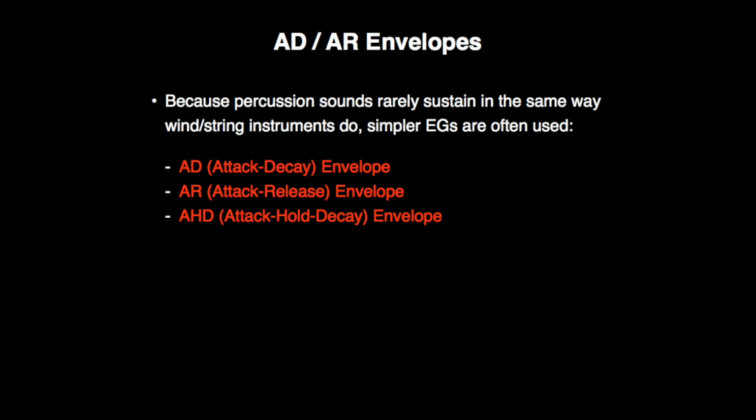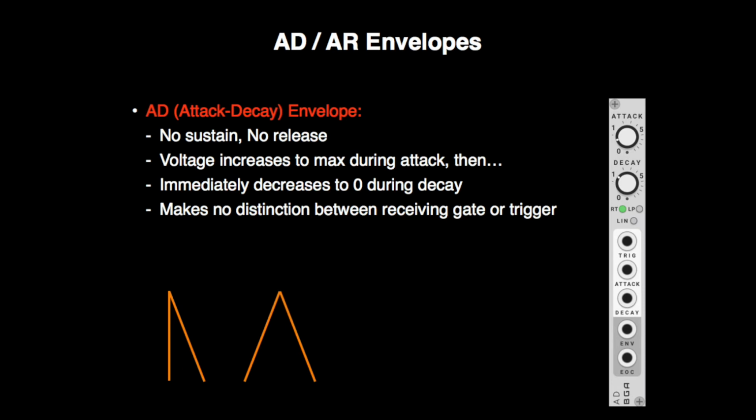Let's start with the first one. So an AD, attack decay envelope, is what you might imagine. It's like an ADSR envelope, except it has no sustain and no release. And when I say no sustain, I literally mean it's as if the sustain knob were turned to 0. There is no sustain. So whenever an AD envelope gets a trigger, the voltage is going to increase to the maximum during the attack. If the attack is 0, it'll be instantaneous. If the attack is greater than 0, it'll take time to fade in. And then once it reaches the maximum, it's going to immediately decrease to 0 during the decay.